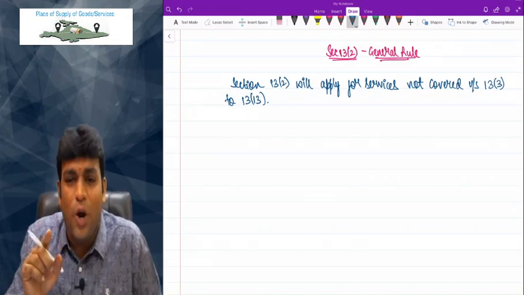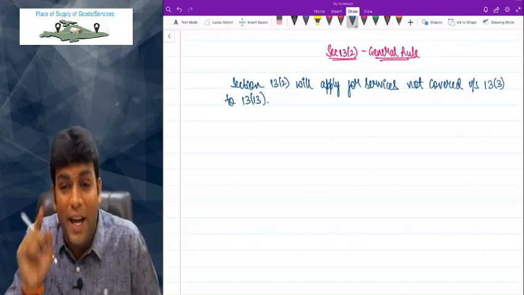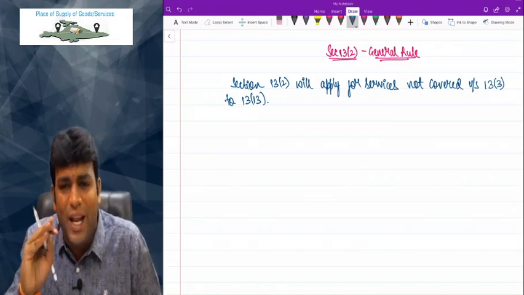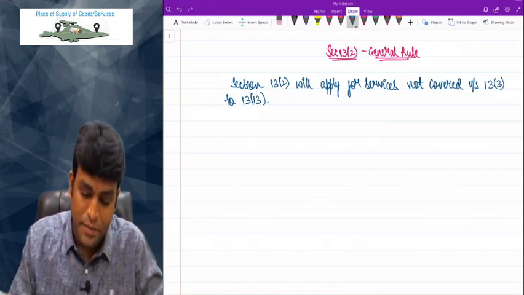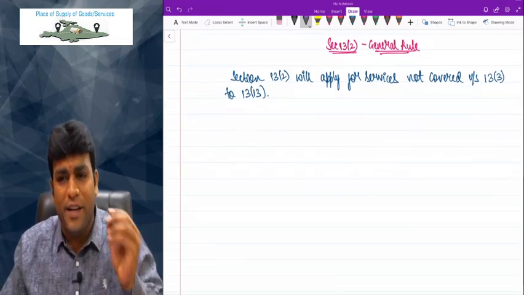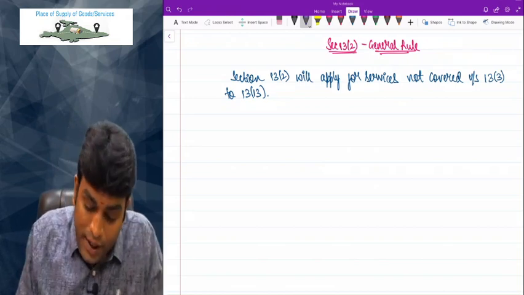So what is that language, my dear friends? Recipient registered, recipient unregistered. That is not there in section 13. In section 13, directly you will have the answer. Listen now. 13.2 is the general rule, which says that 13.2 will apply for services not covered under 13.3 to 13.13. Now here, what is the general rule?